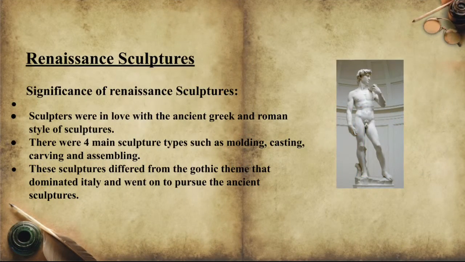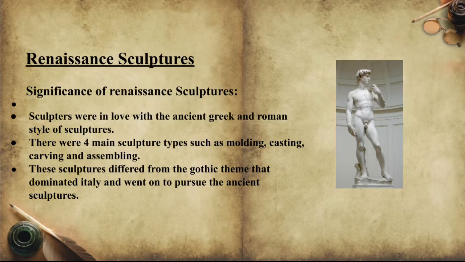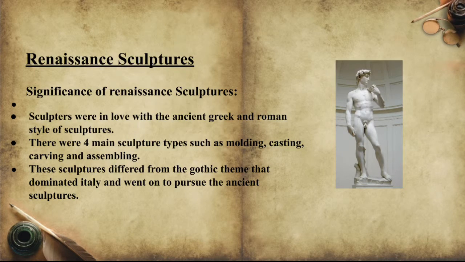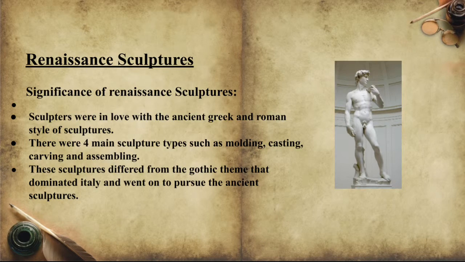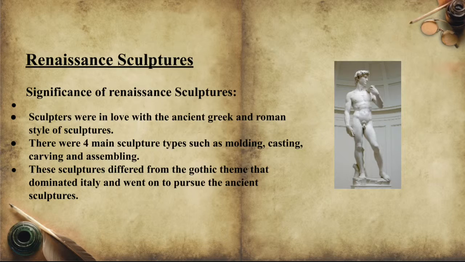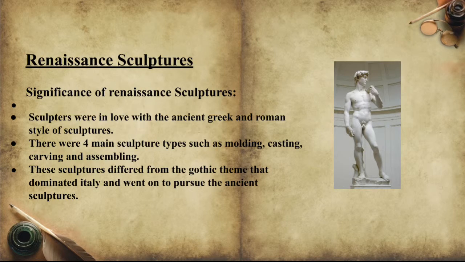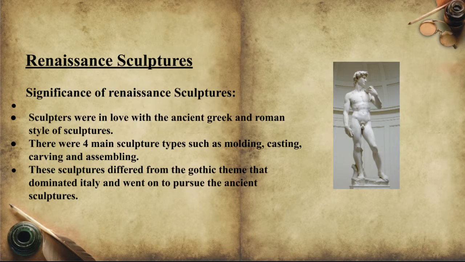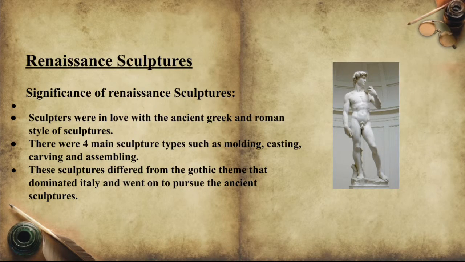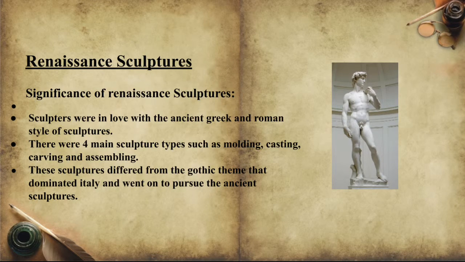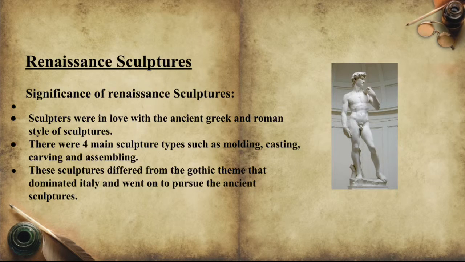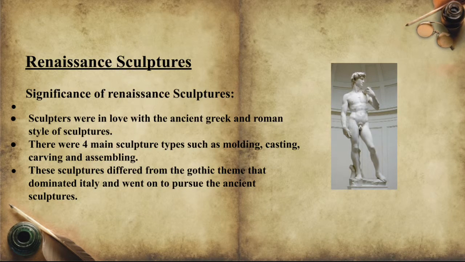Lastly, let's talk about sculptures. Sculptors were in love with the ancient Greek and Roman style of sculptures. This was due to the revival of classical learning during this time period. This is why sculptors strayed away from the Gothic theme that dominated Italy and went on to pursue the ancient sculptures. There were four main sculpture types, such as molding, casting, carving, and assembling. The most popular one being carving, as most ancient sculptures were made with this technique.